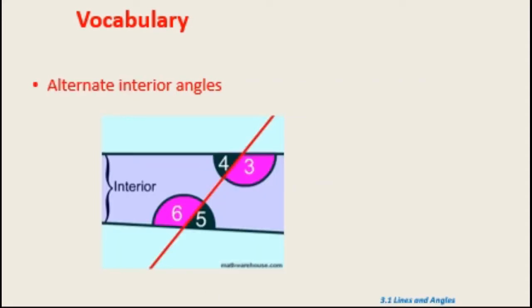Next are the alternate interior angles. When we say alternate interior angles, these are the angles located inside a set of parallel lines and on opposite sides of a transversal. So in this given illustration, the alternate interior angles are angle 3 and angle 6. What else? We have angle 4 and angle 5.